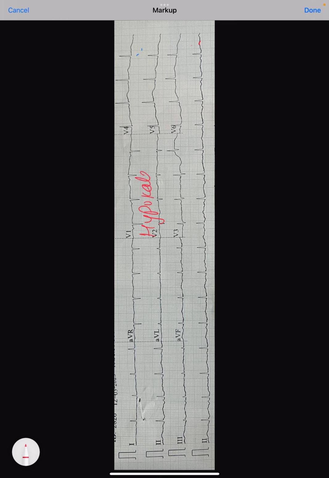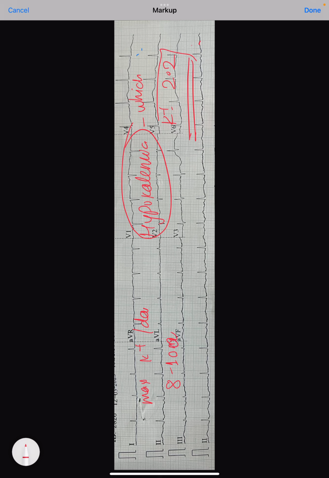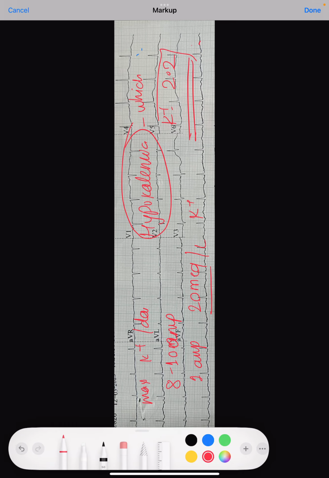The patient whose ECG this is had a potassium of only 2.2. So whenever we want to give correction, you have to remember the maximum potassium correction which can be given per day is around 8 to 10 ampules. One ampule of Ksol, or potassium, usually contains 20 milliequivalents. So maximally you can give 8 to 10 ampules per day.